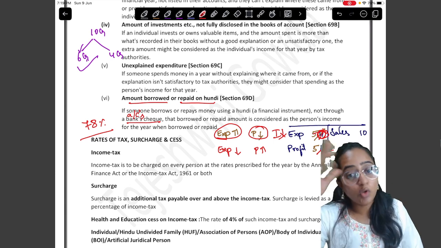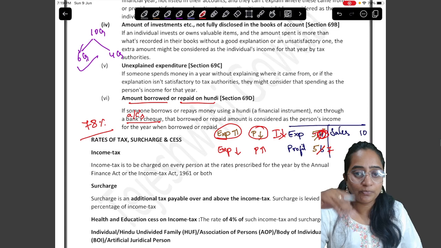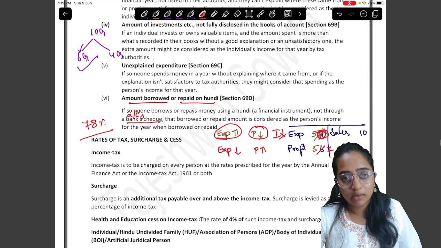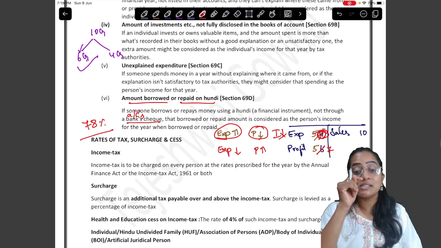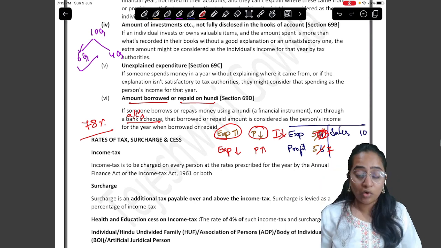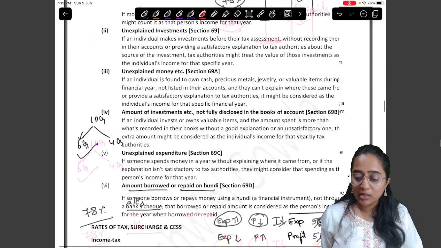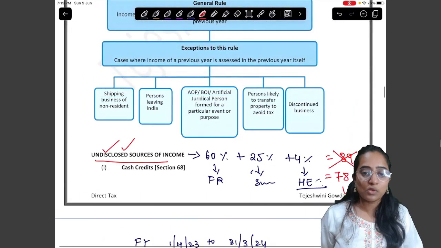More about this concept of the payment and the amount to be received, you are going to study in your finals. You have the provisions over there, wherein the penalty which is being charged is 100%. You're going to study over there. Okay. Understood about the undisclosed income, undisclosed sources of income.